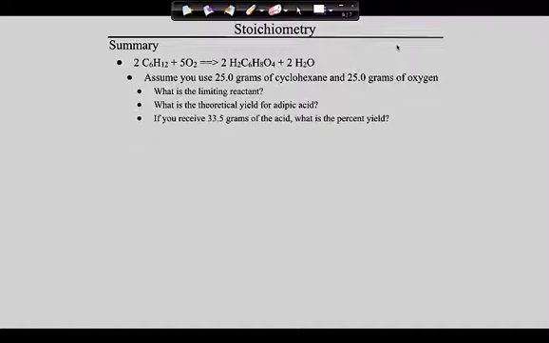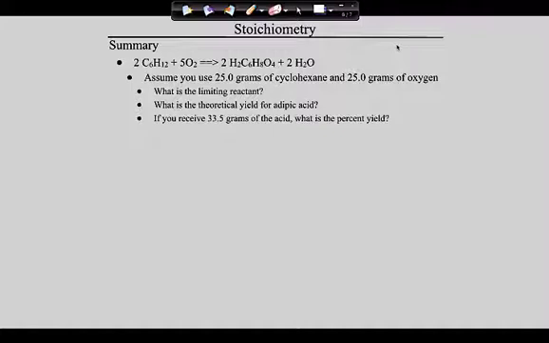Because guys, if you then read the question, you'll notice it says, assume that you use cyclohexane. And if you're using it, doesn't that make it a reactant? So is this cyclohexane? No, you know that's oxygen. So what does that have to be? Cyclohexane. Hex is 6. You may have figured that out.